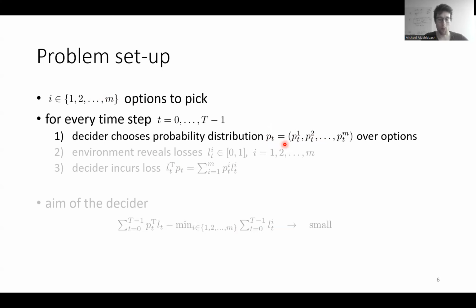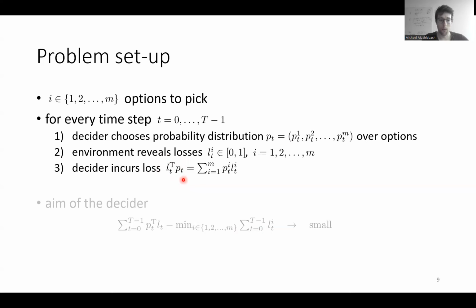Each element p_t,i denotes the probability of picking option i, one of these options. So this vector p_t has positive elements, and the elements sum up to 1. And once we fixed our probability distribution, the environment, or our opponent, reveals the losses for each option. For now, these are restricted to the unit interval. And we then incur the loss l_t transposed p_t, which is just the expected loss.